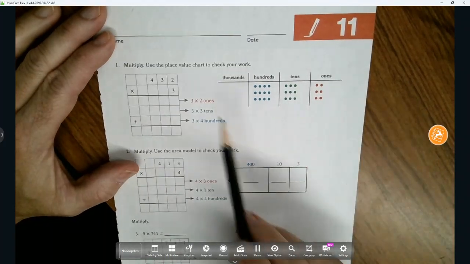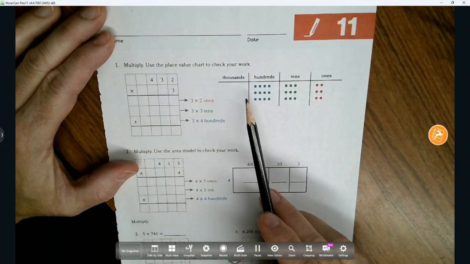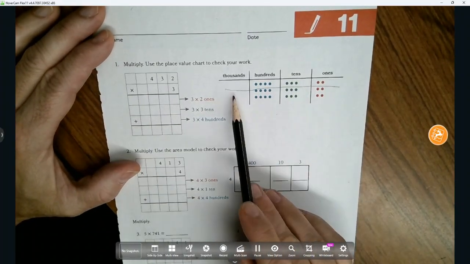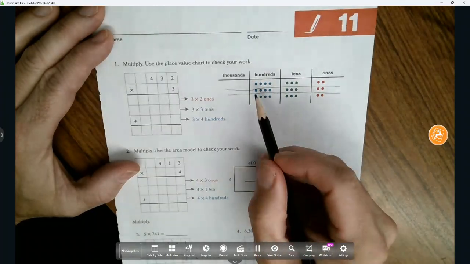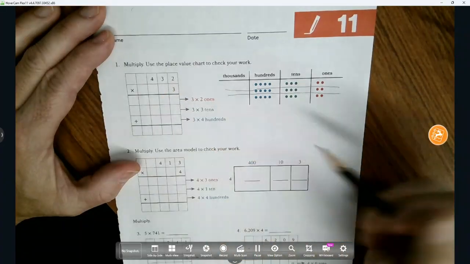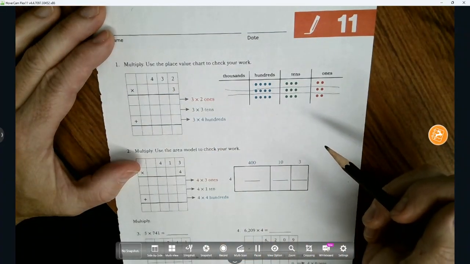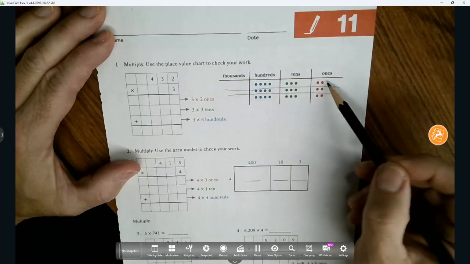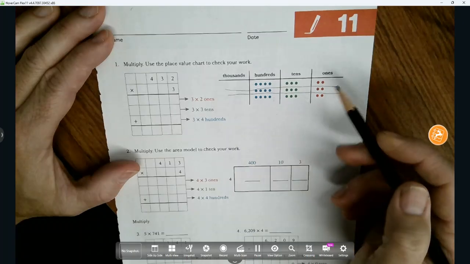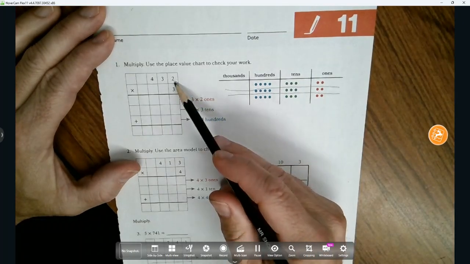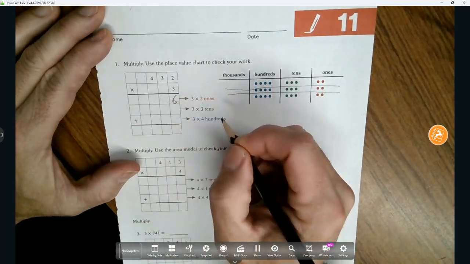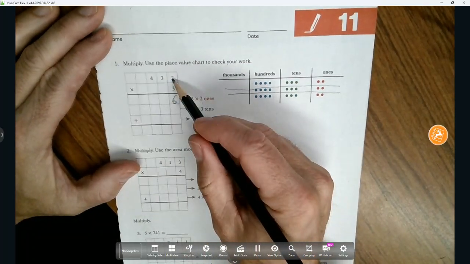Something I like to do too is, we're multiplying by 3, and they already did the chart for us over here. I like to put this line in to show that I have my 1, 2, 3 groups of 4. It just makes it a little easier for me to see that I'm multiplying this number 3 times. All right, so we start here. We have 3 times 2, so 3 times 2, 6. That's all that goes there. We're just doing that one spot.